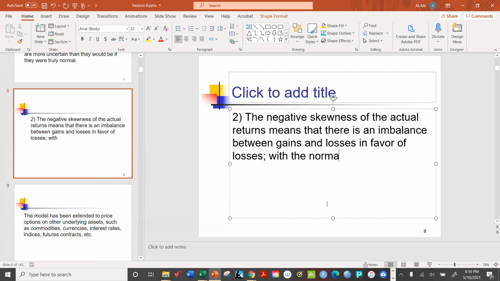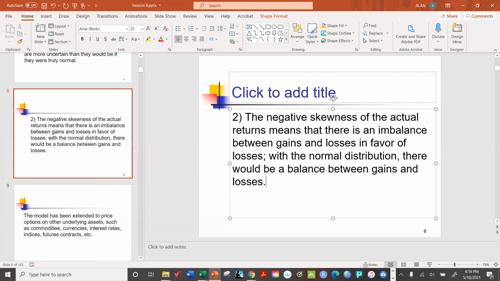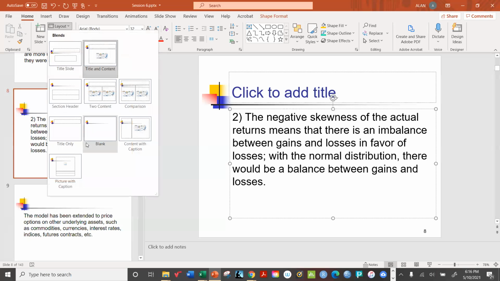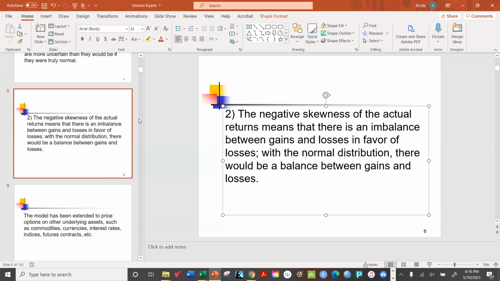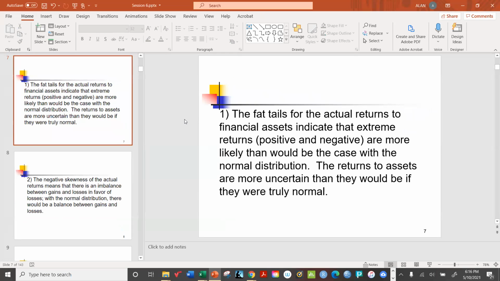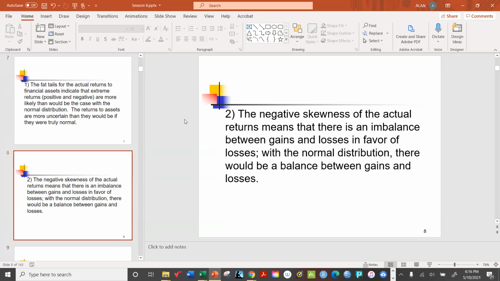With the normal distribution, there would be a balance between gains and losses. So in other words, it's like you're playing a game where the odds are somewhat against you, like in a casino. If you keep playing long enough, eventually you'll lose in a casino. And here, if rates of return are slightly negatively skewed, it's almost the same thing, because on balance, you're more likely to lose than to win with financial assets, rather than what you would get with the normal distribution, where there's a nice even balance between gains and losses.